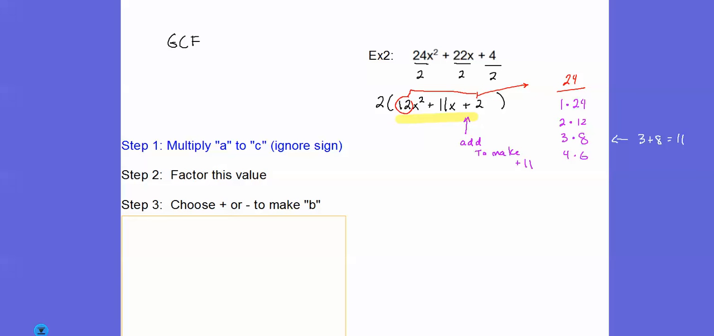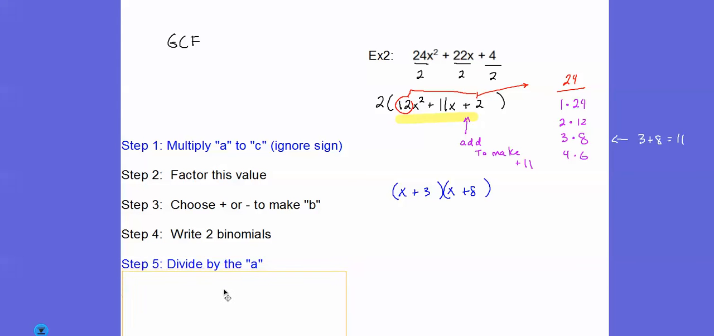So I'm going to use in the binomial, set up the binomials. For my binomials, I will set up the x is in the front, the x is in the front. I will have a positive 3 and a positive 8. Now it goes back to being a little bit different.